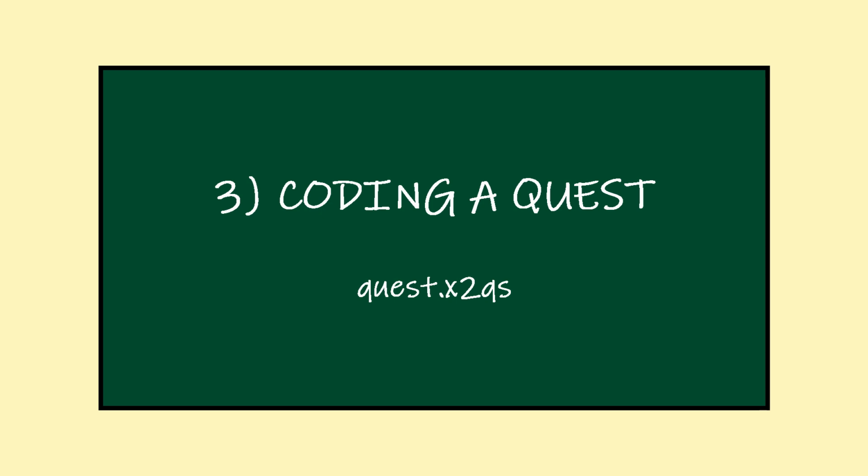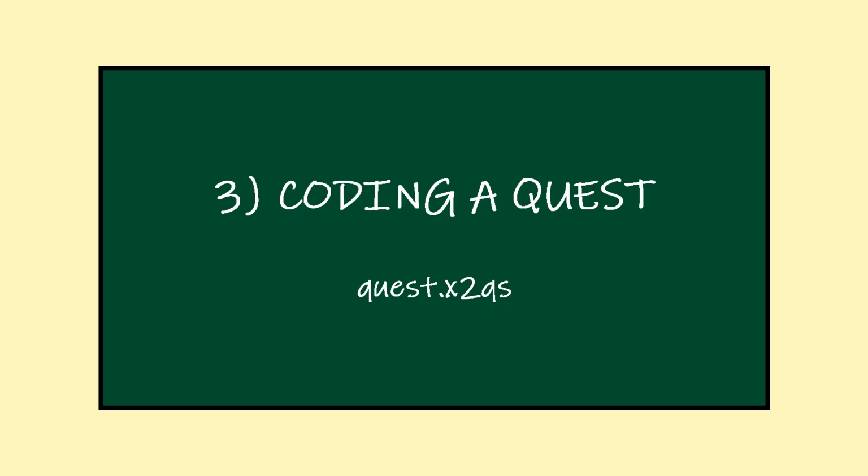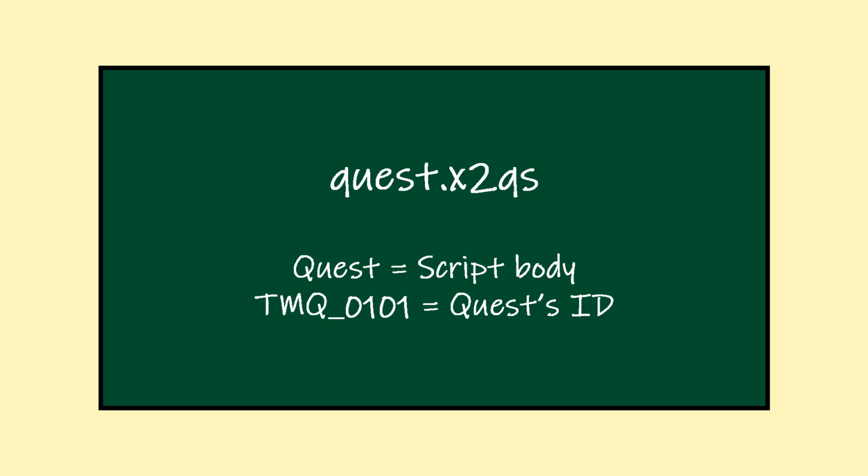Open it up. The very first thing you will notice is item collection and its ID. To give you a basic idea, here you define the possible quest rewards and scattered items for scouter pickups. However, for now you can delete both item collection boxes. Next up, you are looking at quest TMQ_0101.